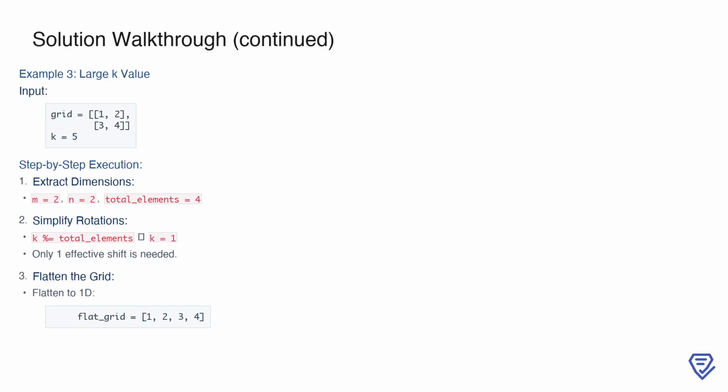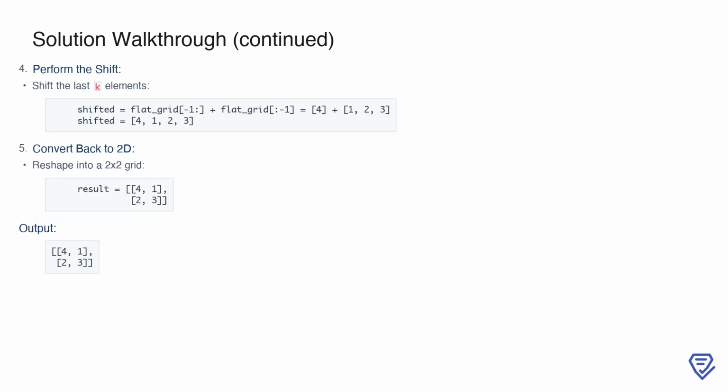Next, we flatten the 2D grid into a 1D array. The grid 1, 2, 3, 4 is represented linearly as 1, 2, 3, 4. By reducing k and flattening the grid, we've prepared for the shifting step.